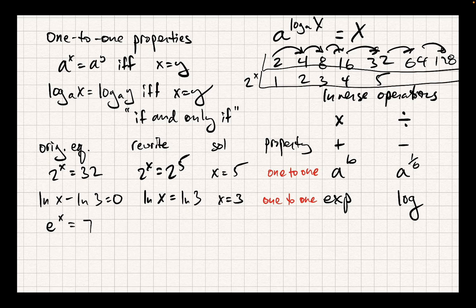What do I want to do to solve that? e to the x equals 7. But I don't know if 7 is a power of e, so I don't think I'm going to rewrite this. I think I'm just going to resort to log. Which log do I want? If I have e as the base of my exponent, which log do I want? Natural log. I'm going to take natural log of both sides.